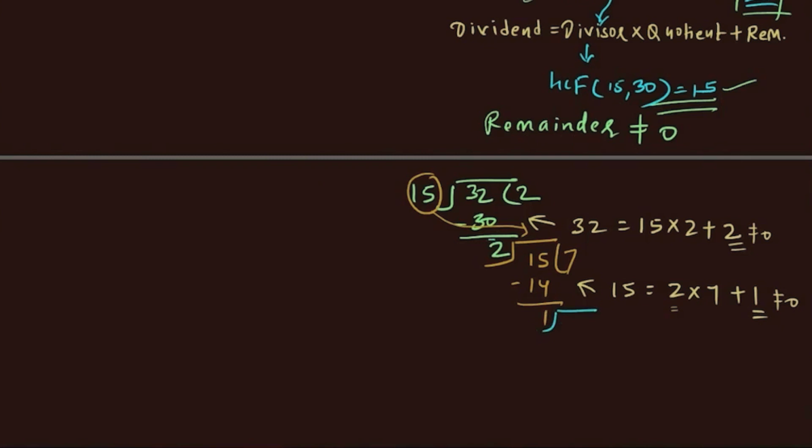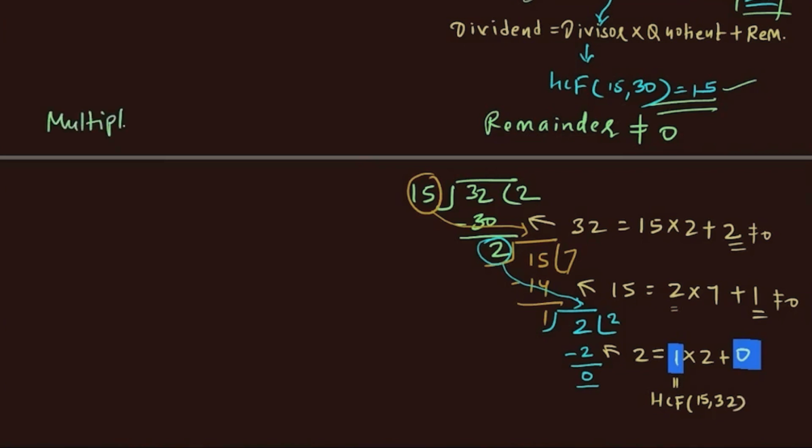And now the divisor of the previous stage, 2, is the dividend. So we will again divide 2 by 1. Here 1 twos are 2 and the remainder is now 0. So we can write 2 is equal to 1 into 2 plus 0. Since the remainder is 0, we can say that the divisor here, 1, is the highest common factor of the numbers 15 and 32.